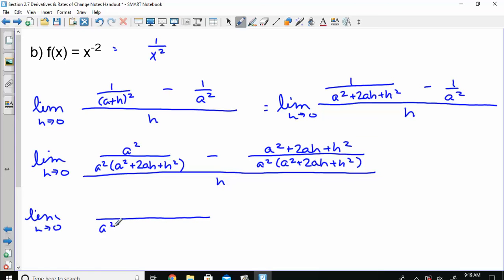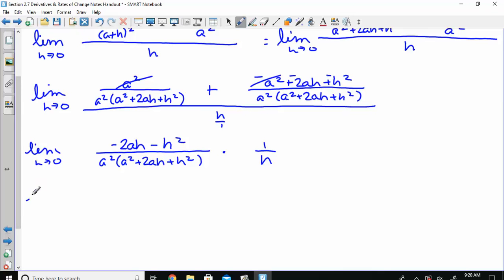Alright, so then if I put these together, we have one big fraction. What would you need to do with this negative? Distribute. Then a squared and negative a squared cancel, so we get negative 2ah minus h squared. Okay, on the bottom we just have h. That's like an h over 1, so if you flip and multiply, that's 1 over h. Does anybody see what we can do now?